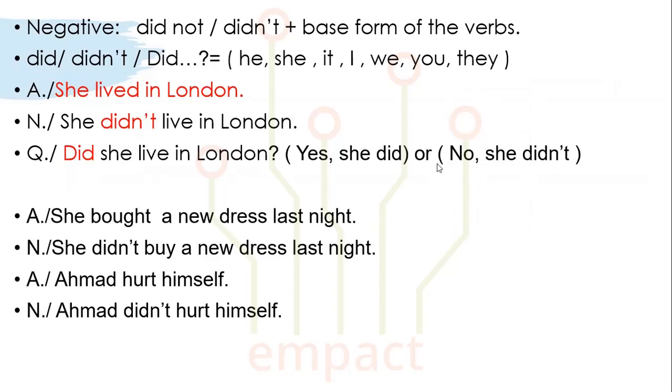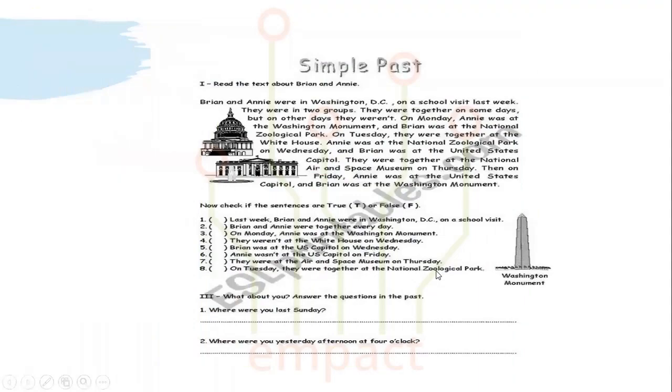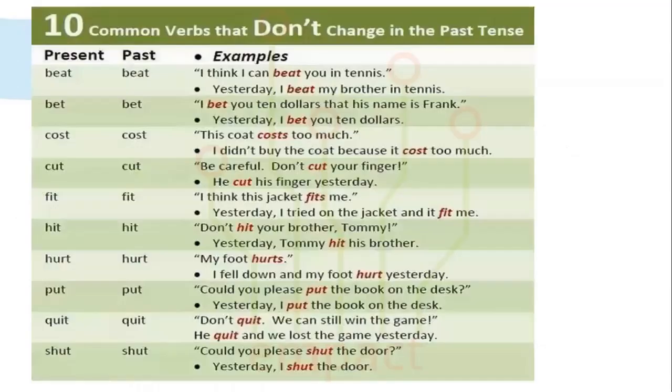No more questions? Everything is clear? Okay, so let's move to the other slide. Also there are those kinds of verbs that will never change, in the present or the past, we have the same form. For example: beat, bet, cost, cut, fit, hit, hurt, put, quit, shut.